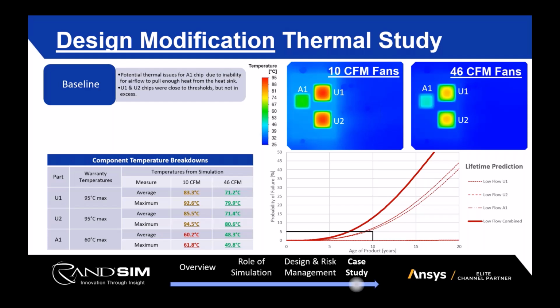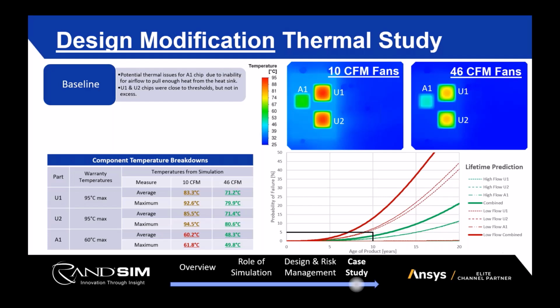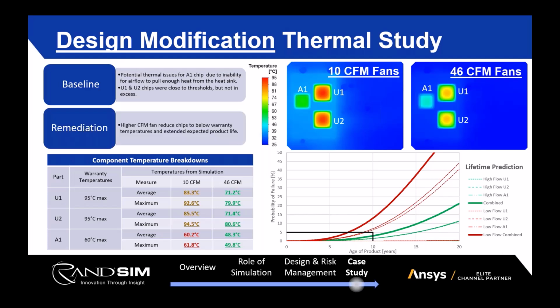And so going through that, substituting out that fan, I was able to drop all of my component temperatures rather substantially, by about 10 to 20 degrees Celsius each, which kept it well below some of those warranty temperatures. So no concern of need for thermal derating at that point. And in addition to that, all of my products met my probability of failure requirements, right? I wasn't seeing a probability above 5% at 10 years of lifespan. All those were falling well below that. So my product would meet my goals for my lifespan requirements.